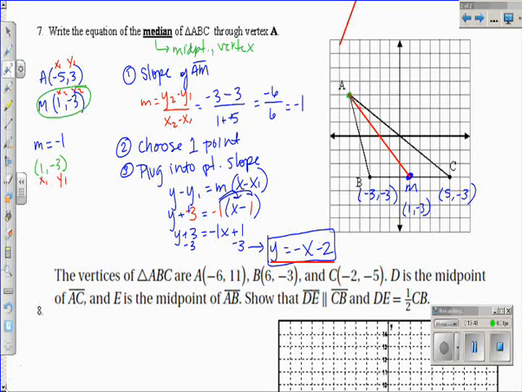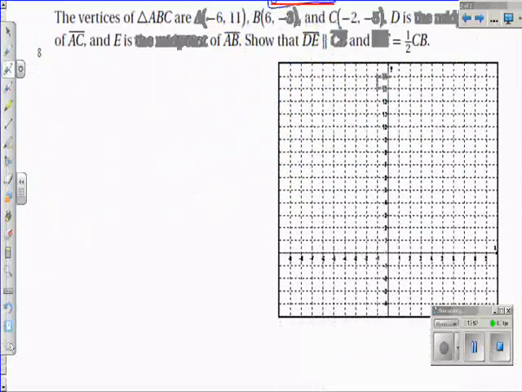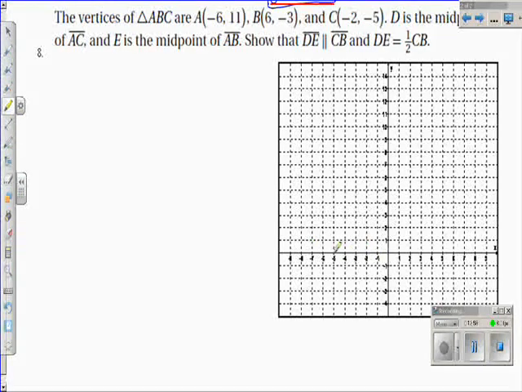Okay? From here, the very last example is this one. It tells you the vertices of triangle ABC. So I'm going to go ahead and draw those in. Triangle ABC, A is at -6, 11. B is at 6, -3. And C is at -2, -5, right there on the line. I'm going to go ahead and connect those and form the triangle.